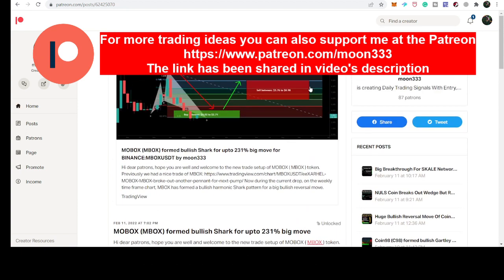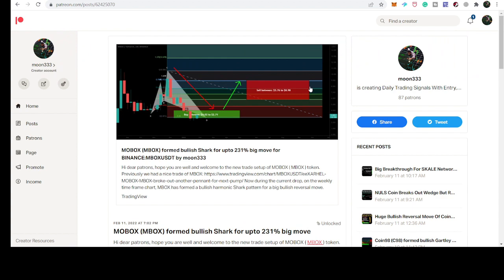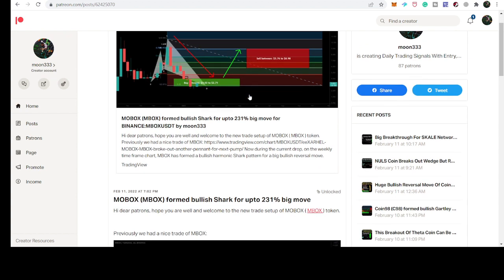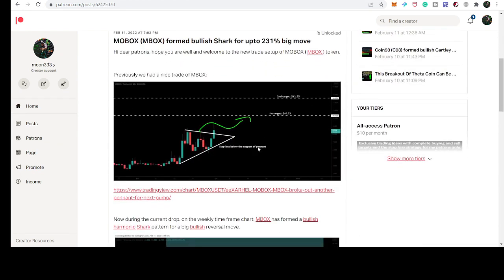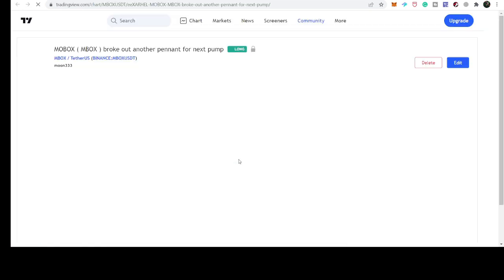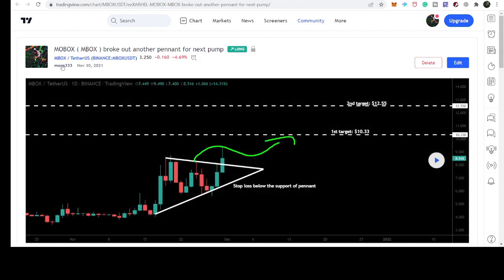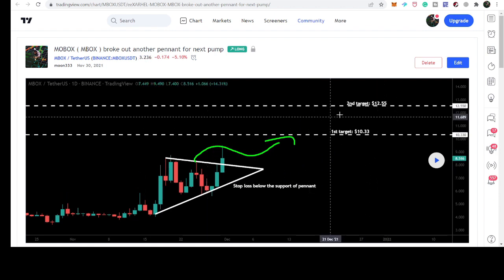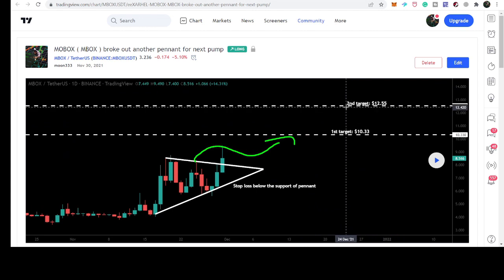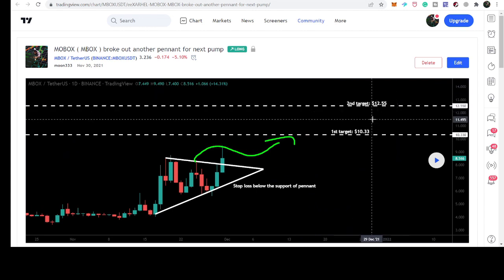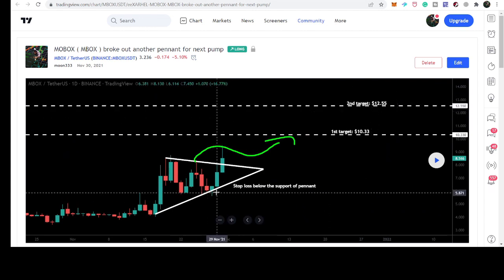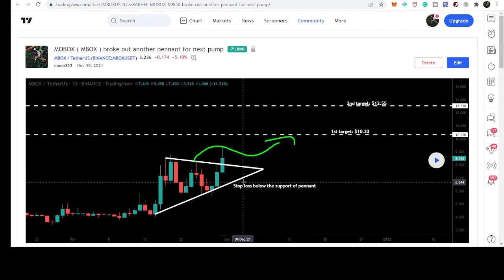So let's start the analysis. First of all, let me just show you this harmonic bullish reversal pattern. And by the way, before this pattern, I shared this idea for my members at the Patreon at the end of November. On 30th of November, when the price line broke out a very big bullish pennant on the daily time frame chart. Our first target was $10.33 and second target was $12.55. And this support of the triangle, this pennant, was our stop loss.